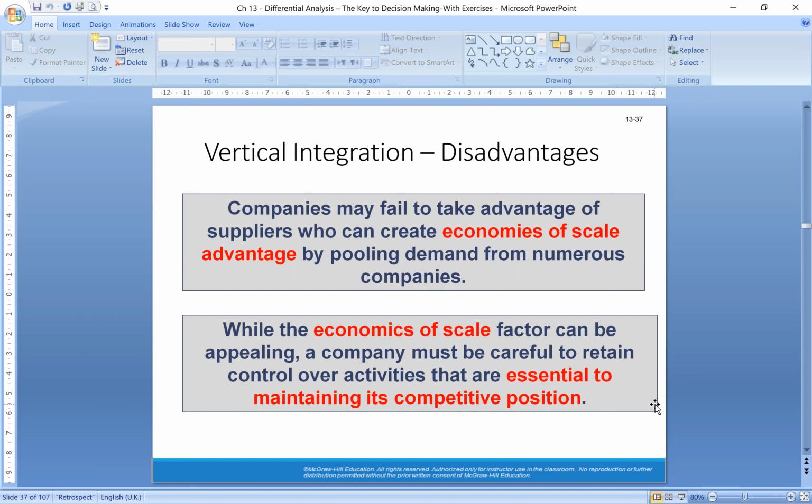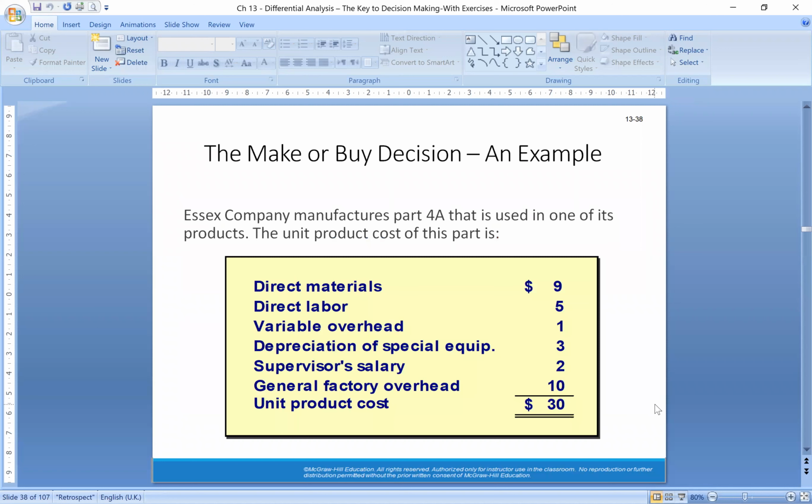Some companies do not need that many of these parts, of these bottles, maybe, so they don't buy an amount of the product which can be applicable for the demand from numerous companies, while they're careful to retain control over the activities that are essential to maintaining their competitive position. Let's see an example. It can be much more clear.